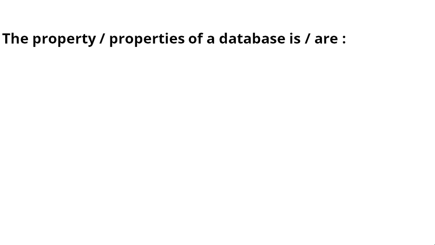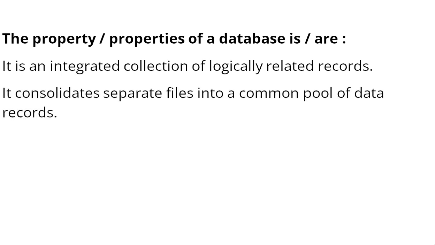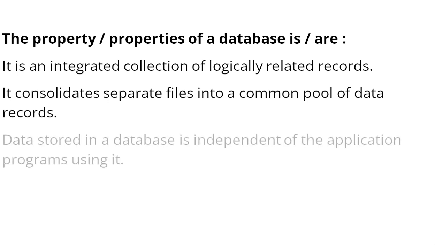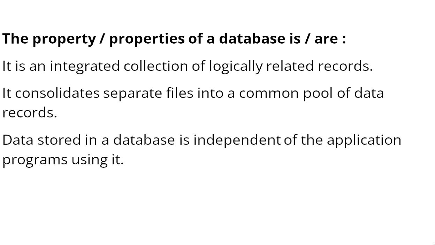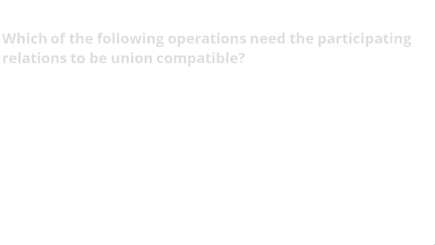The property or properties of a database is: it is an integrated collection of logically related records. It consolidates separate files into a common pool of data records. Data stored in a database is independent of the application programs using it, or all of the above. And the correct option is all of the above.